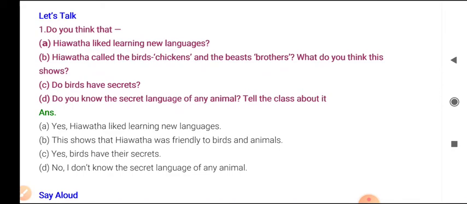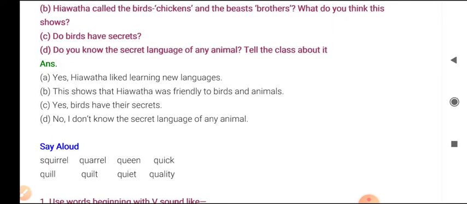Moving on, let's talk. Do you think that Hiawatha liked learning new languages? Yes, Hiawatha liked learning new languages, and that's why he learned the language of the birds. Hiawatha called the birds chickens and beasts brothers. What do you think this shows? This shows that Hiawatha was friendly to birds and animals. Do birds have secrets? Yes, birds have their secrets. Do you know the secret language of any animal? Tell the class about it.